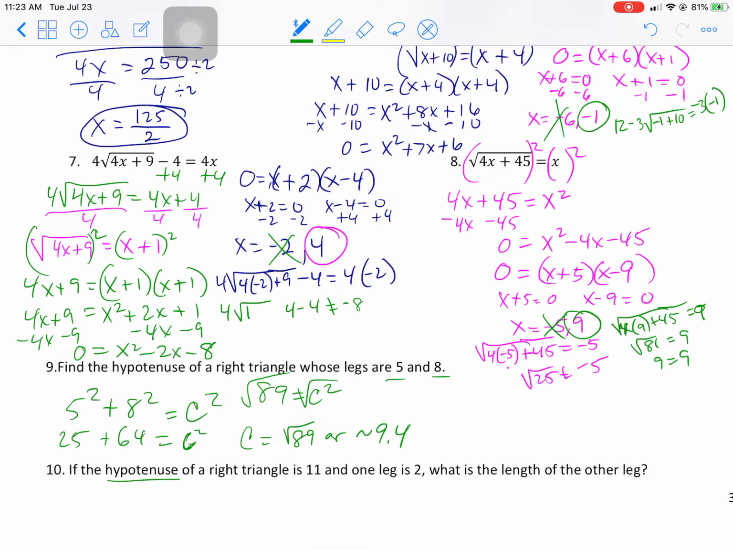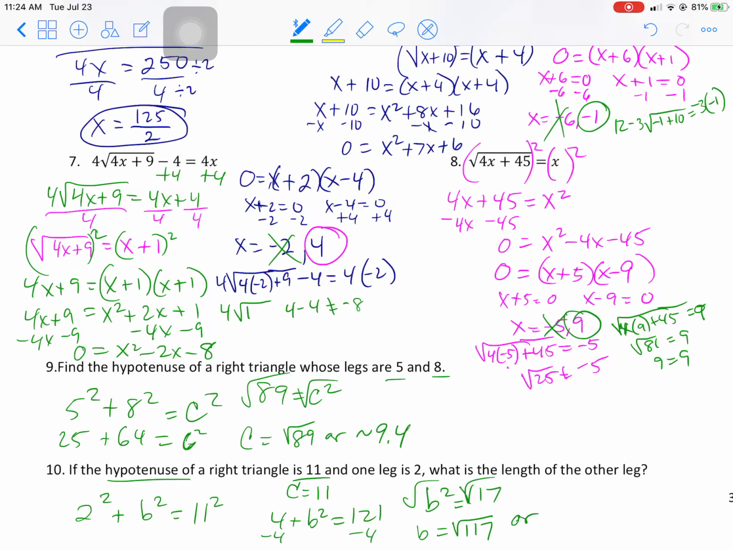And the last one, the hypotenuse is 11. So that's c. And one leg is 2. So 2 squared plus, you can make it x, you can make it b, whatever you'd like. Oops, we're not going to write c. It's going to be 11 squared. So this is 4 plus b squared equals 121. b squared equals 117. Square root. So b or x or whatever you want to call it is going to be the square root of 117. Put that into my calculator. I'm going to get approximately 10.8. Okay, if they want the reduced radical form, it's the square root of 117. So watch what they're requesting. Okay.